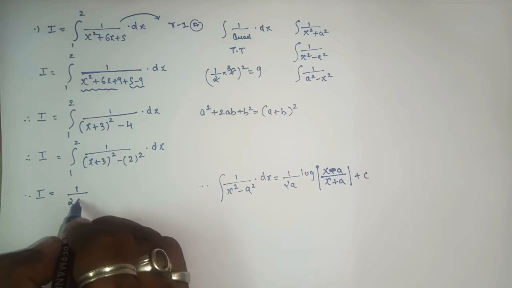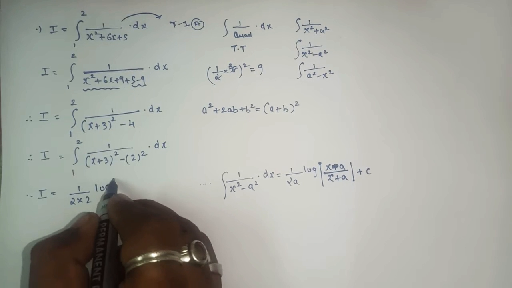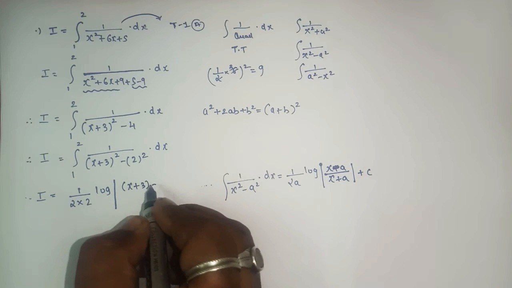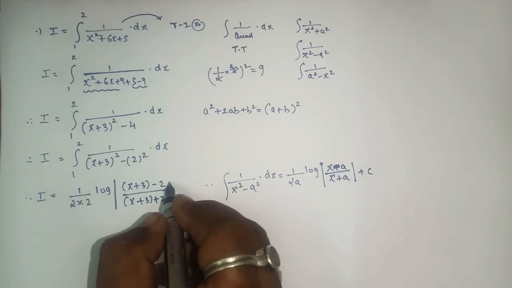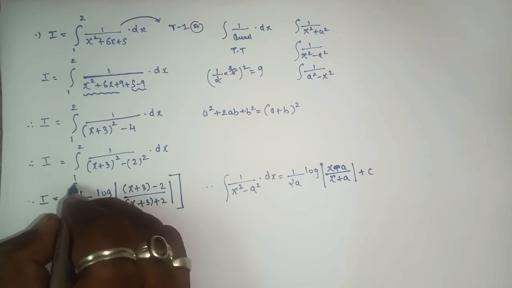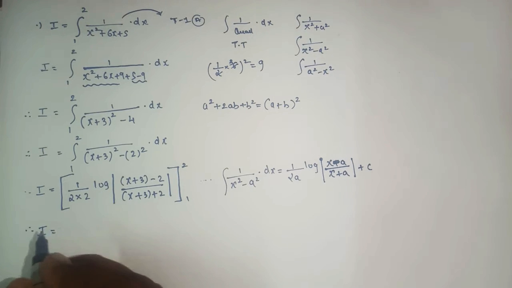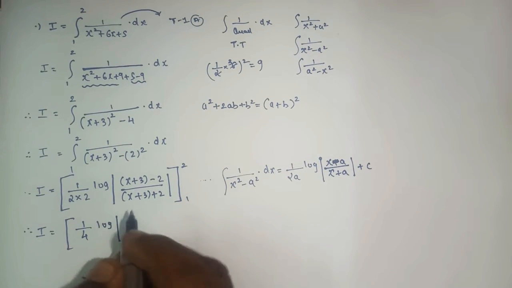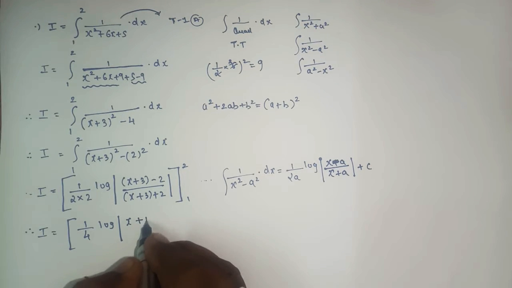1 upon 2 into a. What is a here? It is 2. Log mod x minus a upon x plus a. Here we'll write the upper limit and lower limit, yes or no. So I equals to 1 by 4 log mod, so here it will be x plus 3 minus 2 upon x plus 1, and here it will be x plus 3 plus 2, that is x plus 5.